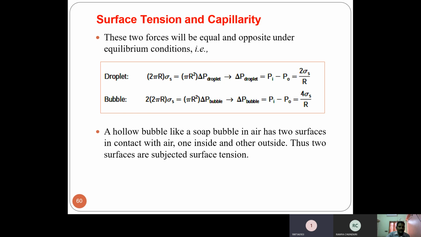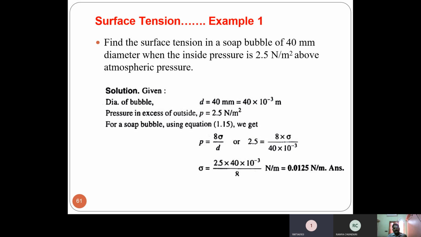Next slide. Let us see one problem. Read the problem. Anyone, please read the problem. Find the surface tension in a soap bubble of 40 mm diameter when the inside pressure is 2.5 Newton per meter square above the atmospheric pressure.